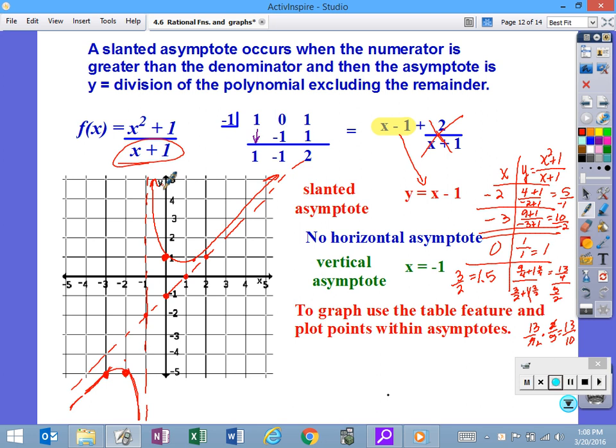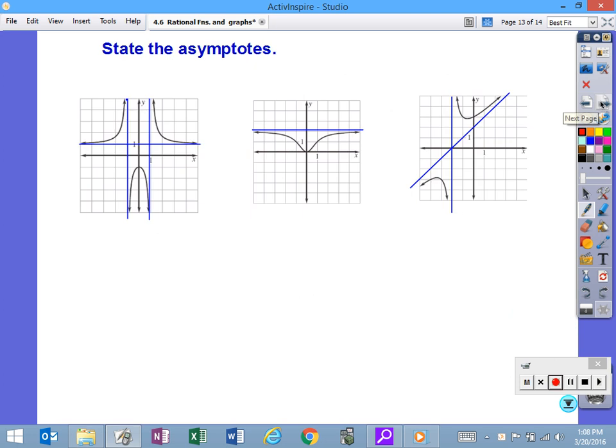You should now have a complete picture of what's expected of you. Let's see if you can state the asymptotes listed here. Let's do our vertical asymptotes, our horizontal asymptotes. Here, our vertical asymptotes are at x equals -1 and at x equals +1. Here, our horizontal asymptote, y equals 1. Vertical asymptote and horizontal asymptotes on this one. Vertical asymptotes, we have none. Horizontal asymptote, we have 1 here at y equals 2.